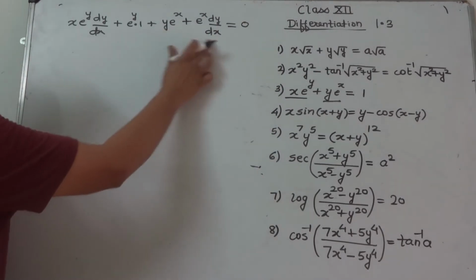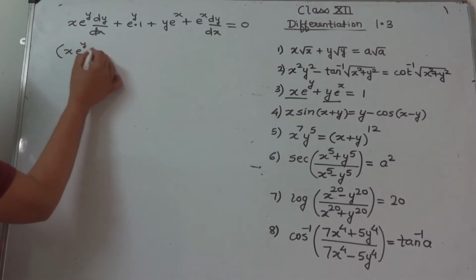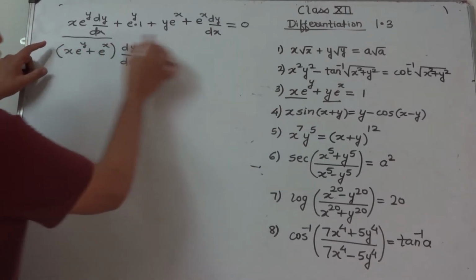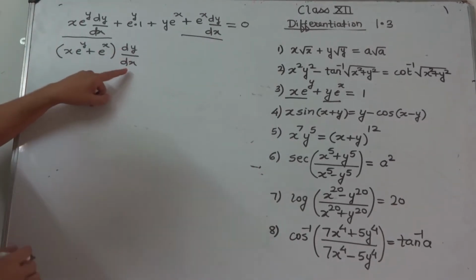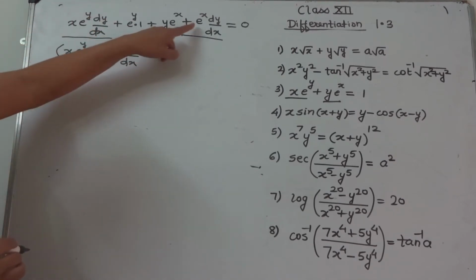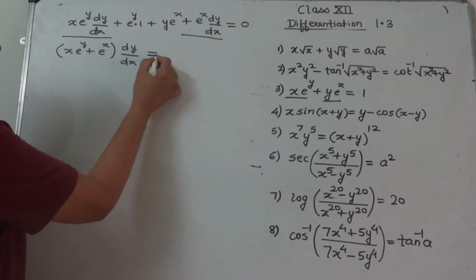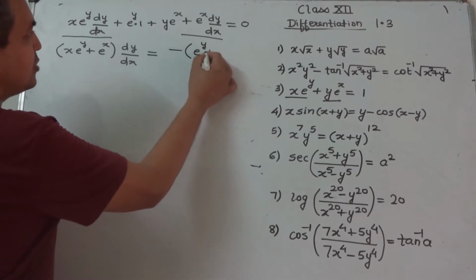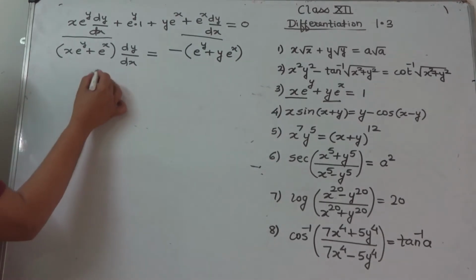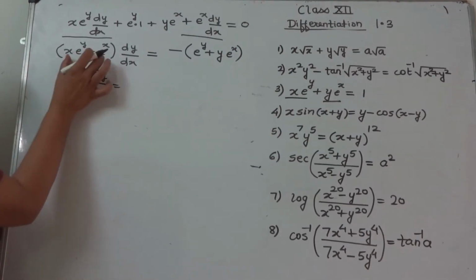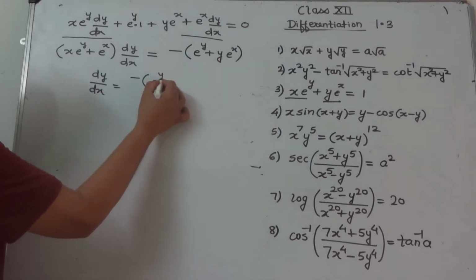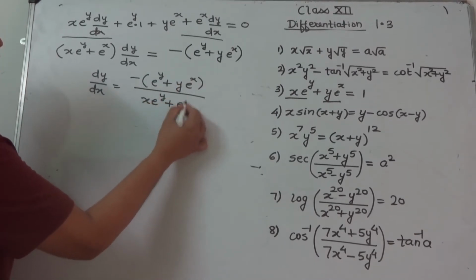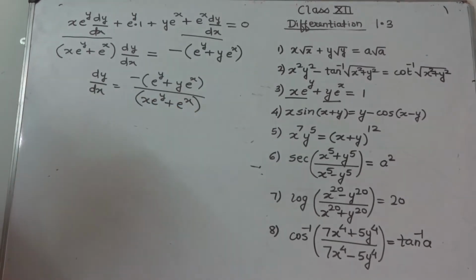There are two terms containing dy by dx, so we write x e raised to y plus e raised to x into dy by dx. What we have done is, we have taken these two terms together, we have taken dy by dx common, and in the bracket we get x e raised to y plus e raised to x. The rest of the terms we shift on right hand side, both are positive here, they will become negative. We write minus common and we can write e raised to y plus y into e raised to x. Now to find dy by dx, what we have to do is divide by this bracket on right hand side. So minus e raised to y plus y e raised to x upon x e raised to y plus e raised to x, and this is our final answer, dy by dx.